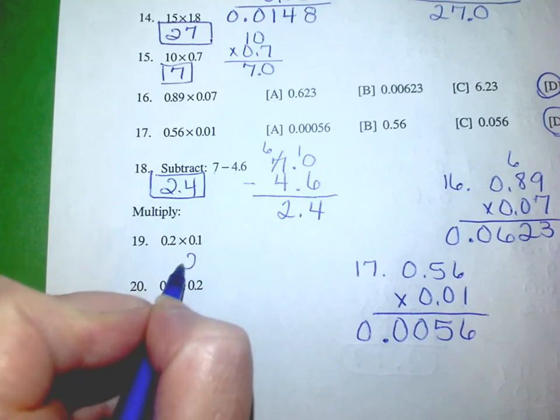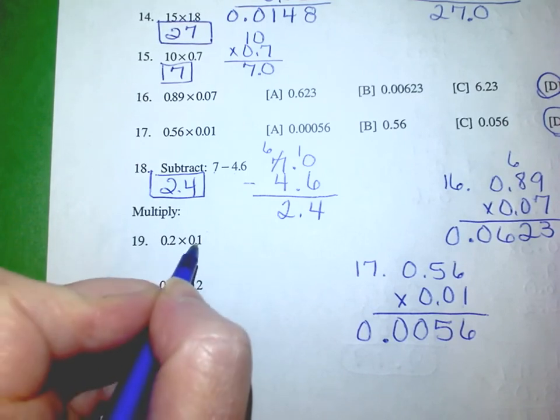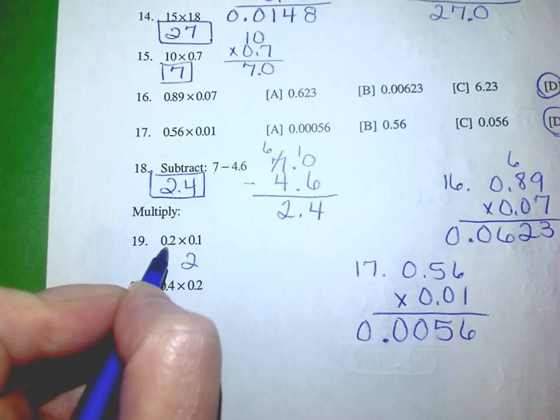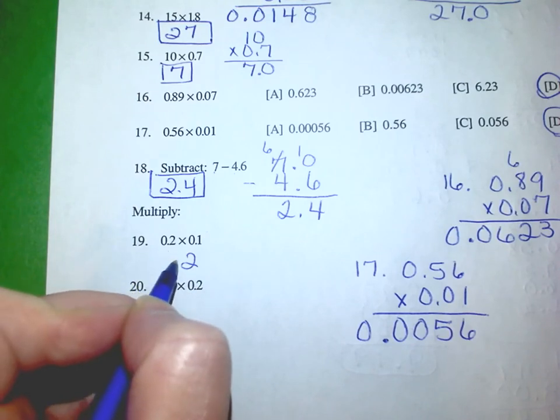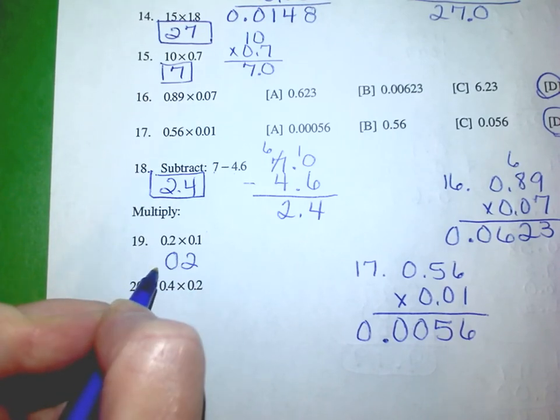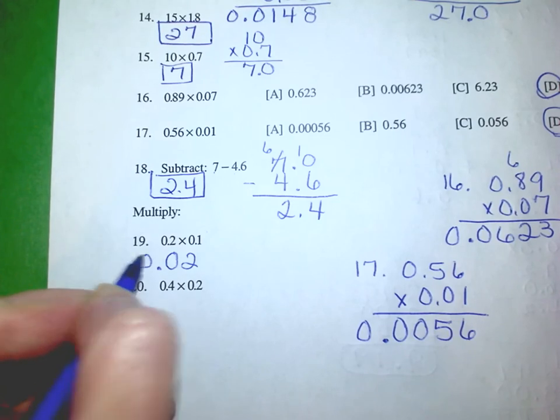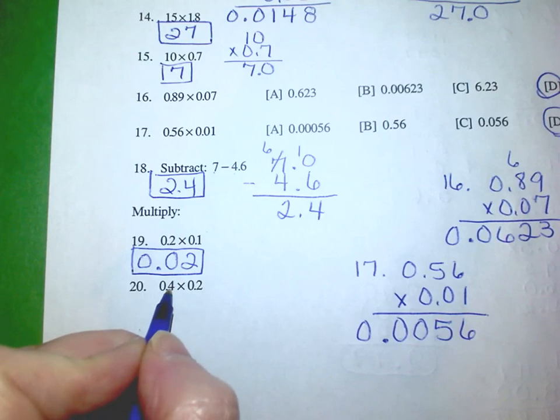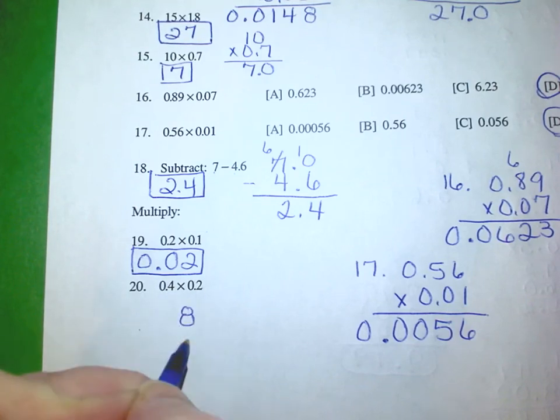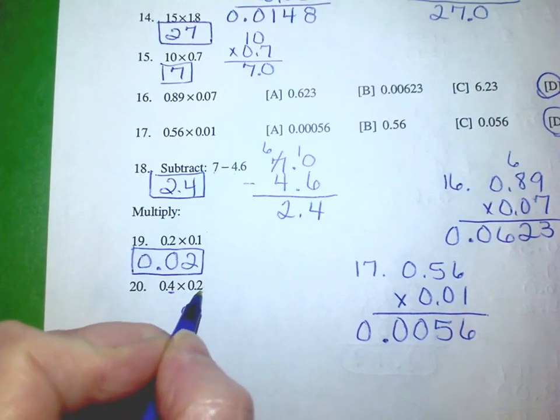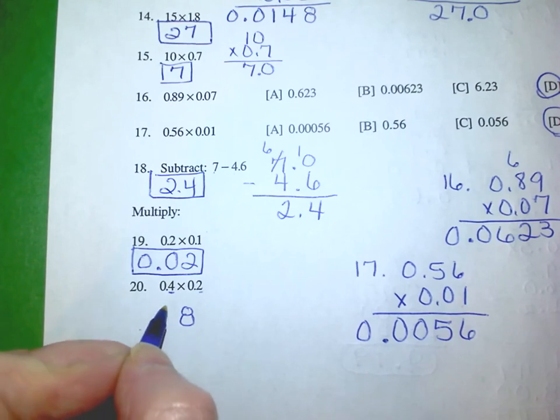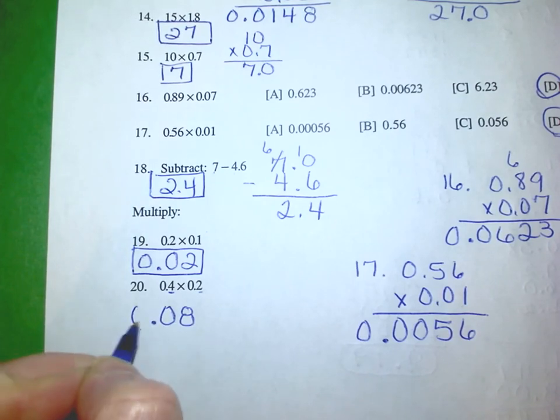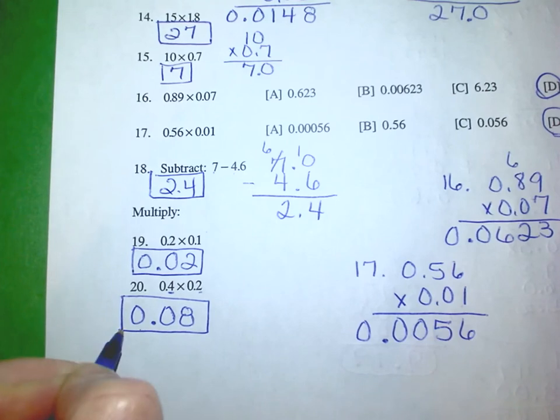2 times 1 is 2. This one we can just multiply and then count how many digits are behind the decimal, which is 2. So I'm going to have to add a 0 in front of the 2, decimal 0. 4 times 2 is 8. Count the digits behind the decimal. 1, 2. Make sure we have 1, 2 behind the decimal and add our 0.